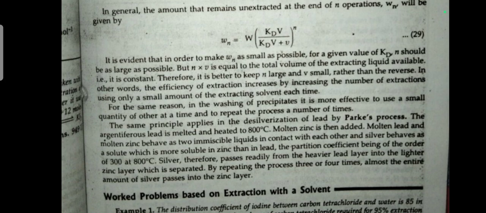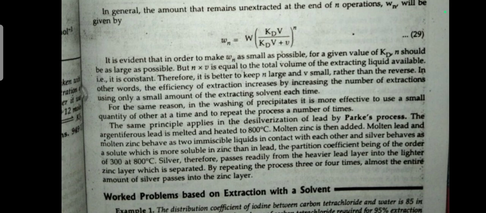The same principle applies in the desilverization of lead by Parkes' process. The argentiferous lead is melted by heating to 800 degrees Celsius. Molten zinc is then added. Molten lead and molten zinc behave as two immiscible liquids in contact with each other, and silver behaves as a solute which is more soluble in zinc than in lead, the partition coefficient being of the order of 300 at 800 degrees Celsius.